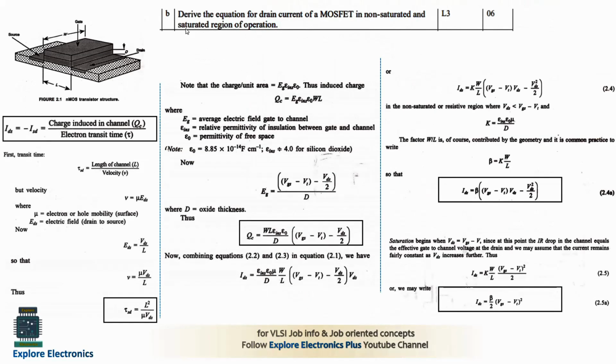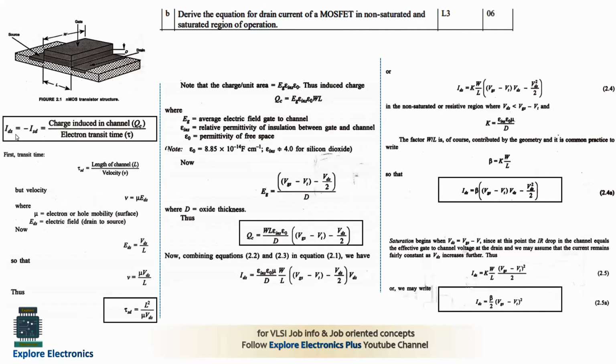Then comes the second question in the choice, that is, derive the equation for drain current of a MOSFET in non-saturated and saturated regions of operation. This is a very important question, repeatedly asked, and also the MOSFET operation can be asked. So to derive the expression for the MOSFET, we need to take the charge into consideration and also the time with respect to the charge flow.